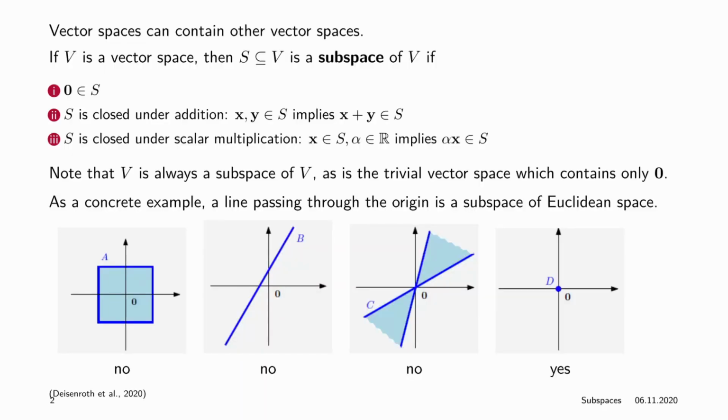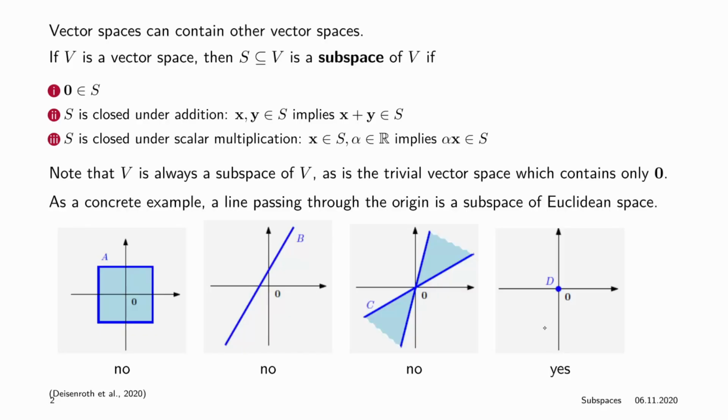That means that if we take any vector element of the subspace multiplied by a scalar constant, the result also needs to be in the subspace. Now, if we look at these four examples here, then we said that only the fourth one of these is a subspace, because each of those violates one or the other property. For example, in the first one, properties 2 and 3 are violated. In the second one, property 1 is violated because the null element is not an element of the subspace.